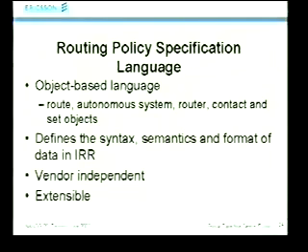Let's look at routing policy specification language. It's an object-based language, and what I mean by that is it's based on records. We're not talking about object-oriented programming, we're talking about records. And the records are records for routes, autonomous systems, routers, contacts, and set objects. This language defines the syntax, semantics, and format of data in the Internet Routing Registry. It is vendor independent, okay? And it is extensible.